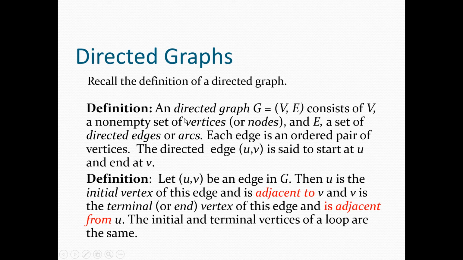The next definition. So before defining the next definition, let's have a look at the definition of a directed graph. A directed graph G consists of V, a non-empty set of vertices, and E, a set of directed edges or arcs. Each edge is an ordered pair of vertices. The directed edge UV is said to start at U and end at V.